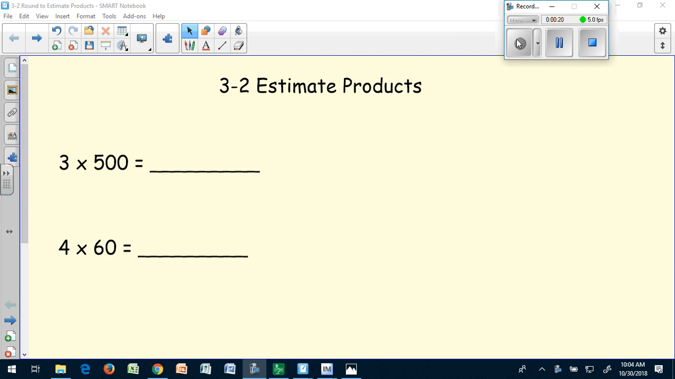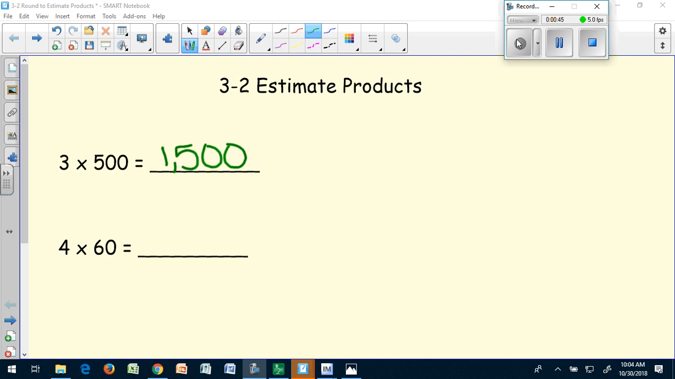3 times 500 is 1,500. Because I know that 3 times 5 is 15, and 500 is 100 times greater than 5. So my answer, or my product, would be 100 times greater than 3 times 5.